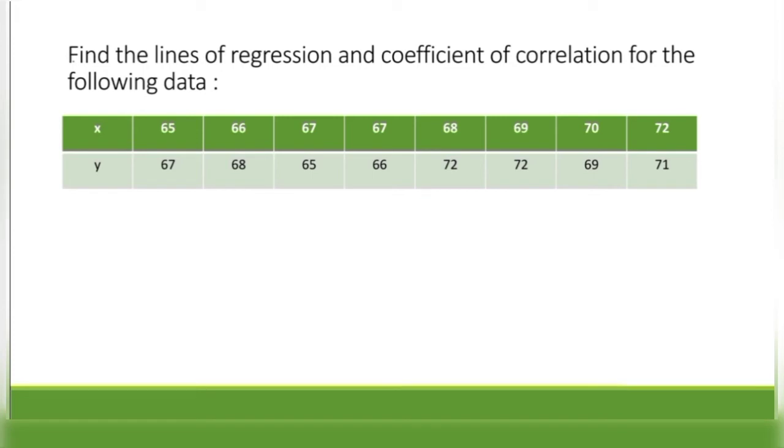Find the lines of regression and coefficient of correlation for the following data. Values of x and y are given in this table. So here, as we can see, there are 8 values, which means n will be equal to 8. Here I am using the second way to find out the regression coefficients. For that, firstly we'll need to find out x bar and y bar.